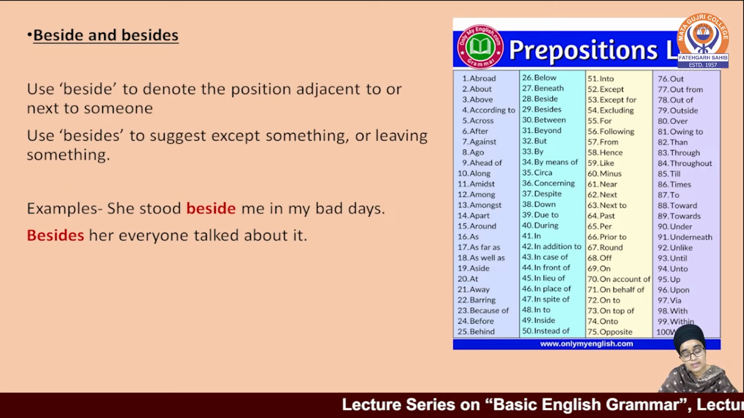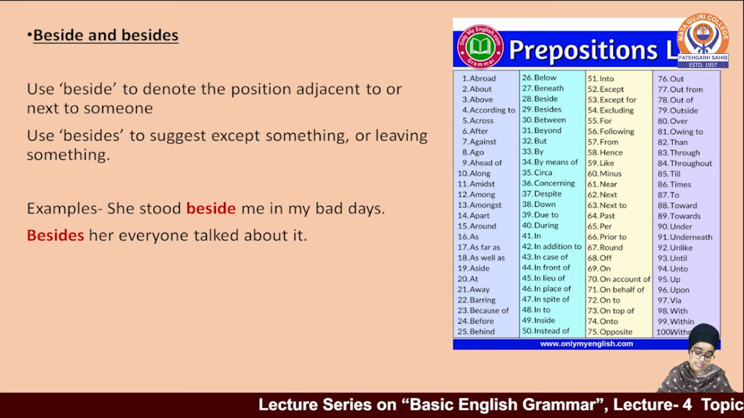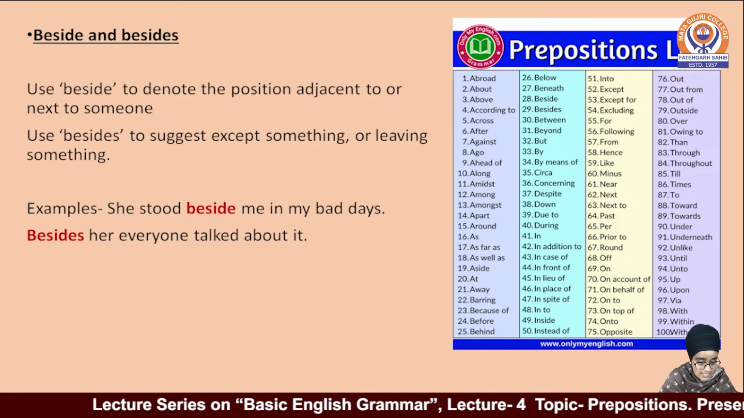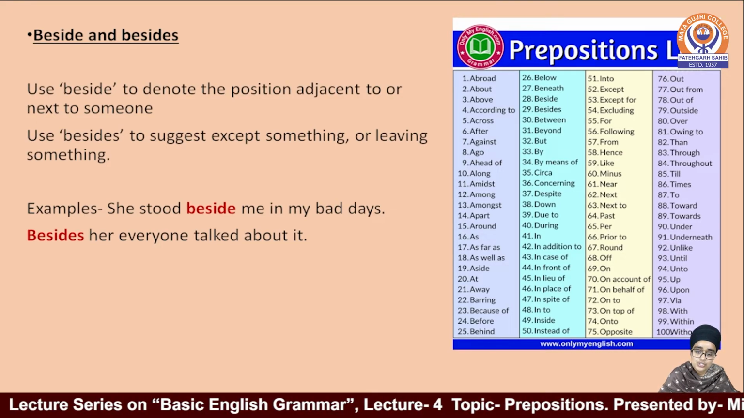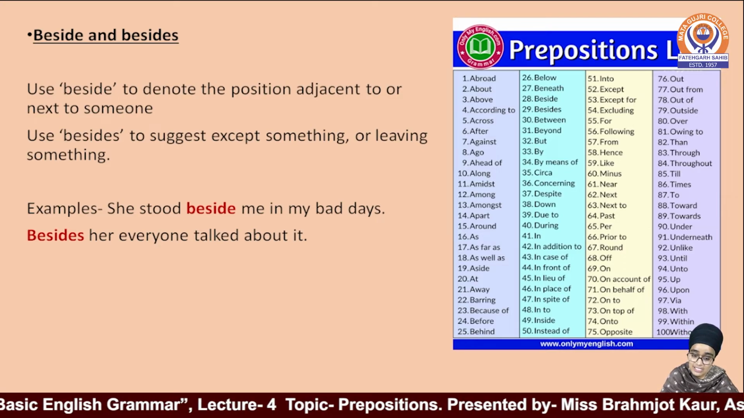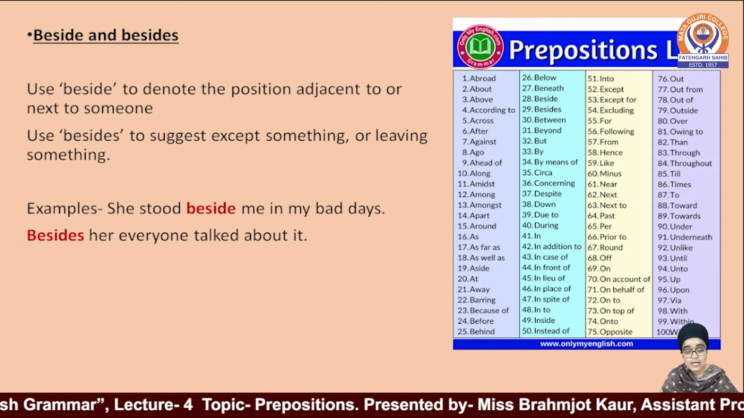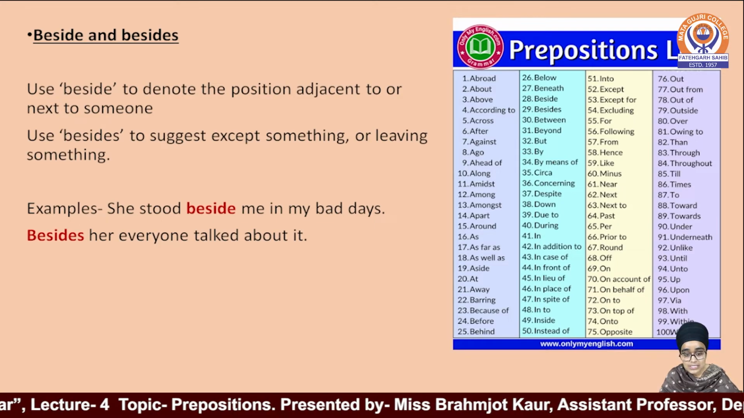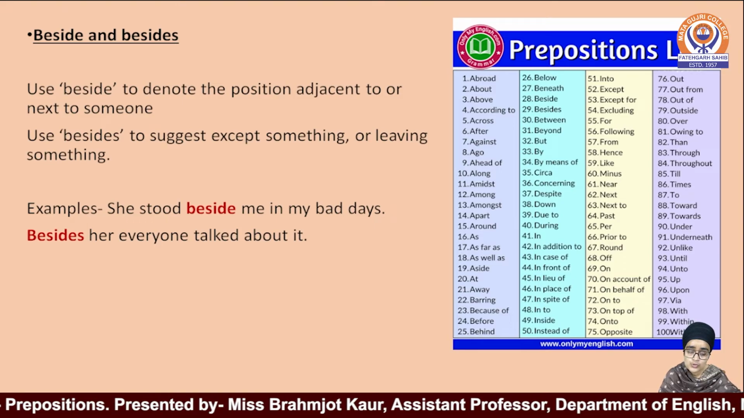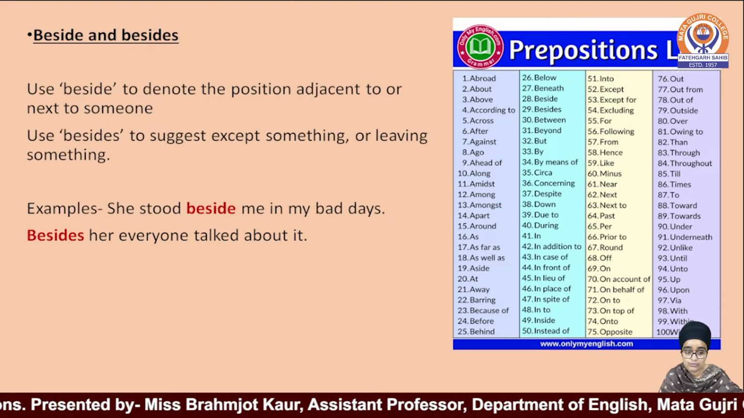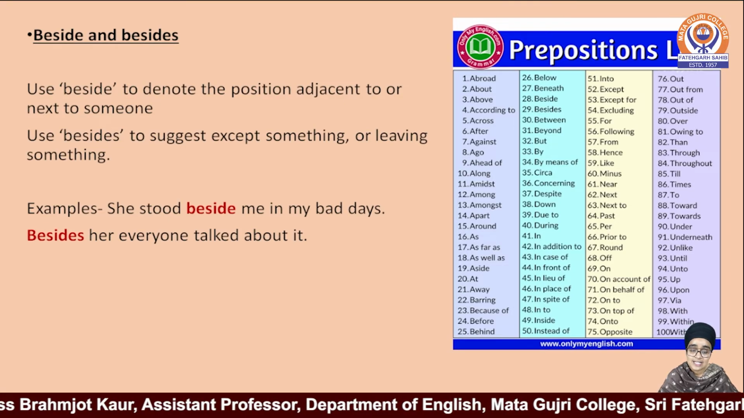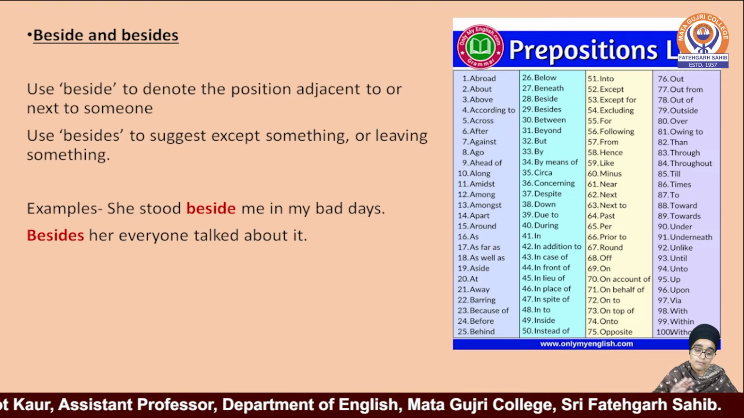Okay. Now comparing the prepositions beside and besides. Be careful with these two. We use the preposition beside to denote the position adjacent or next to someone. So she stood beside me in the line, or she stood beside me in my bad days. So someone who's sitting next to you, or who stood by you, just next to you, adjacent to you. Whereas the preposition besides is used to suggest except something, leaving something, barring something.